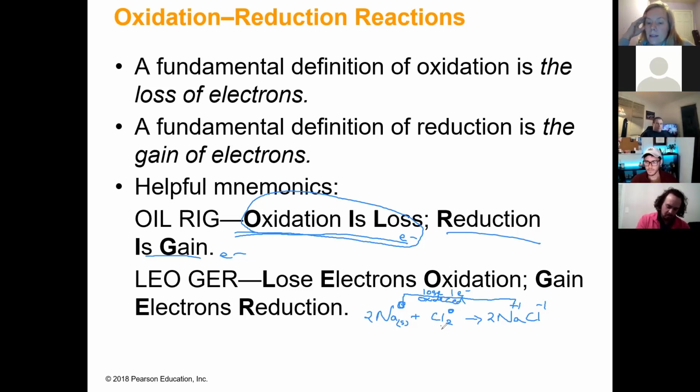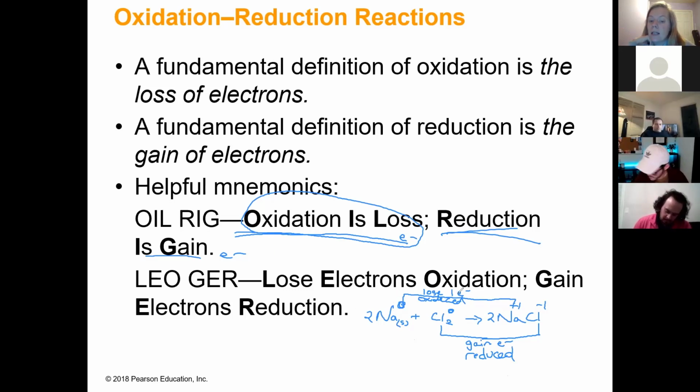Chlorine had a 0 charge, and now it became a -1 charge. In order to do that, it had to gain an electron. Reduction is gaining, so this thing was being reduced. Again, I'm not going to write an equation and say what's being oxidized and what's being reduced, but I'm just using this to help explain what's happening here.